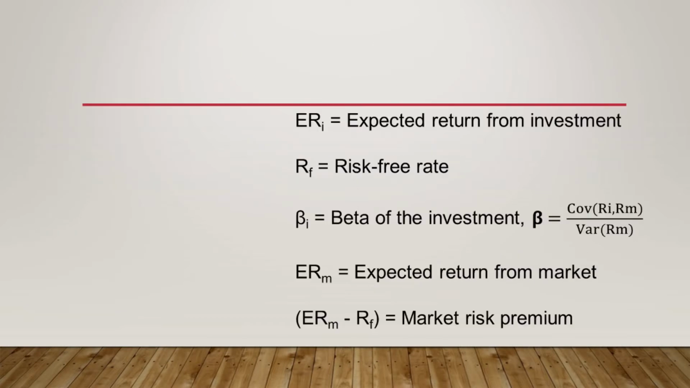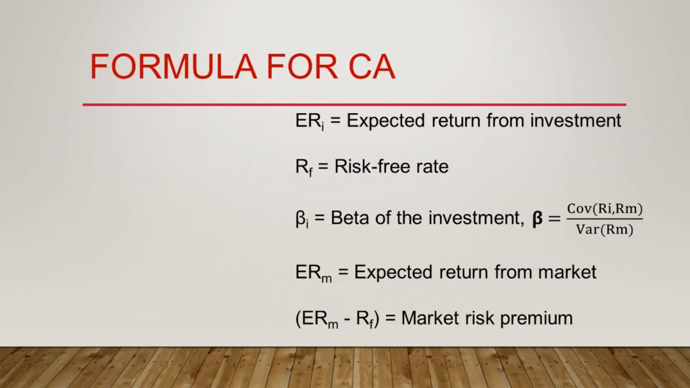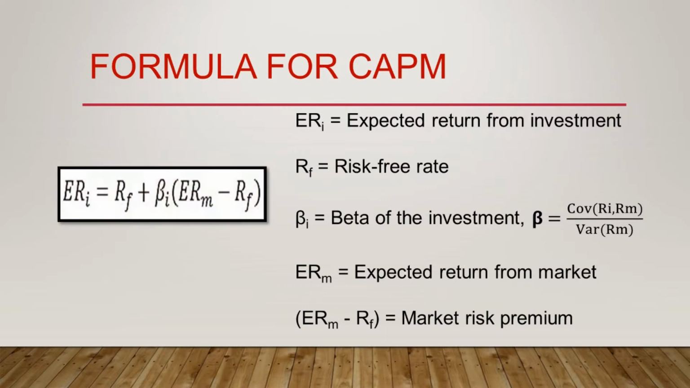Let's have a look at the formula for CAPM. So the formula for CAPM is: expected return from the investment is equal to the risk-free rate plus the beta value into the expected return from the market minus the risk-free rate. Now let us try to understand it one by one.